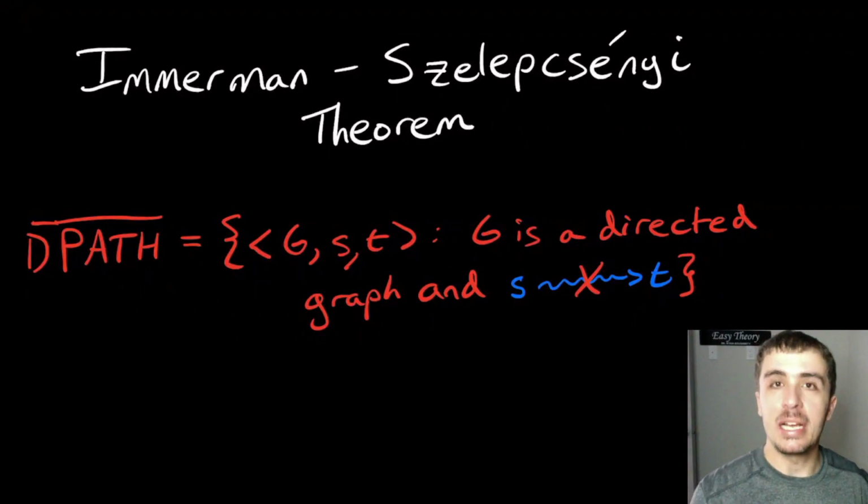It's just additive to the log n, not multiplicative. Okay, so we're ready to state our main result, which is due to Immerman-Szelepcsényi. And yes, that is how you pronounce it, Szelepcsényi. I've looked it up, that's how you pronounce it.